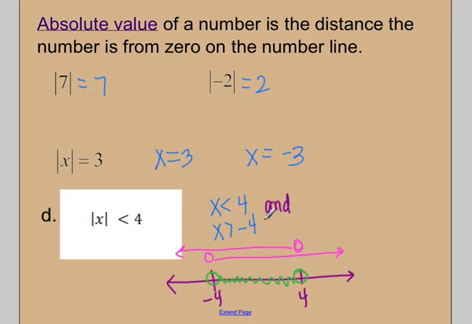I'm going to write it as a compound inequality, so it's really negative 4 less than x is less than 4, if I flip the sign around. So there that is graphed. Okay, so there's our first absolute value equation. Let's go ahead and look at E.